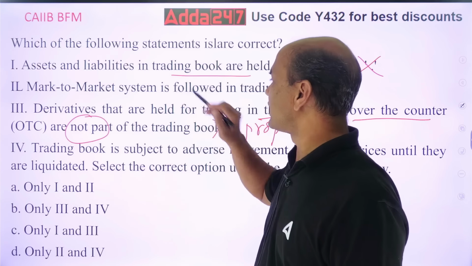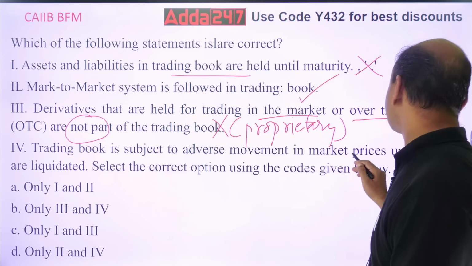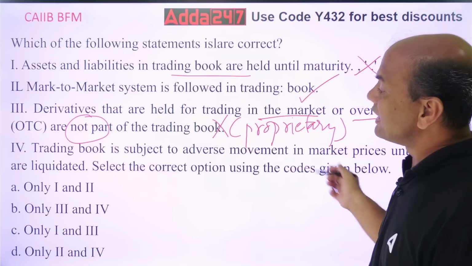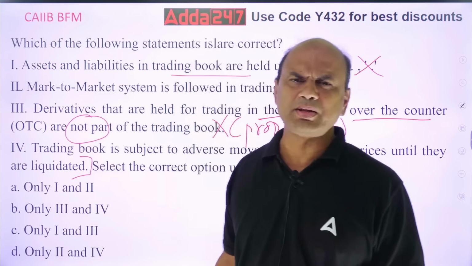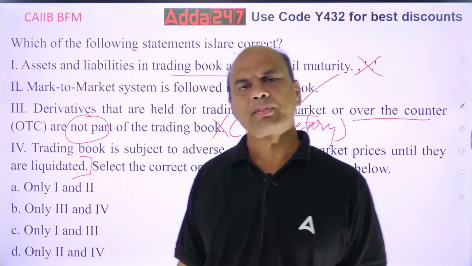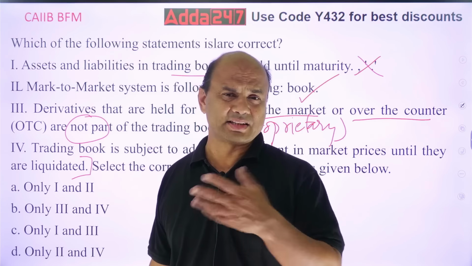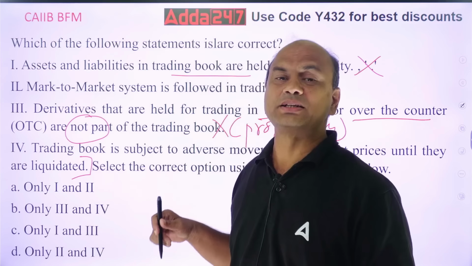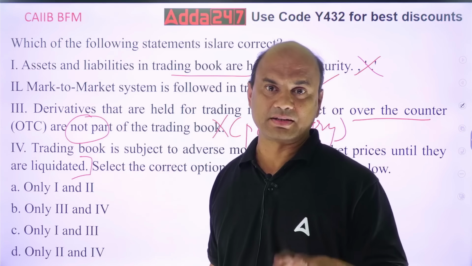So 2 is correct up till now. Trading book is subject to adverse movement in the market prices until they are liquidated. What do you mean by this word liquidated? I'll give you a simple example. Again, the same example. I buy a share of, let's say, Reliance or any company.